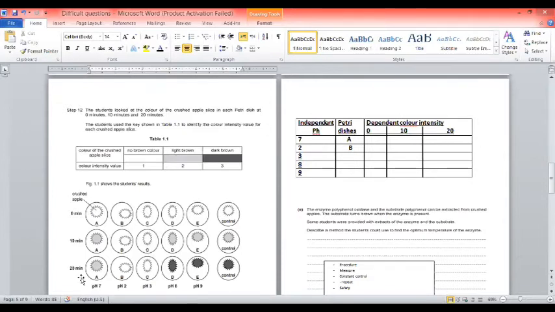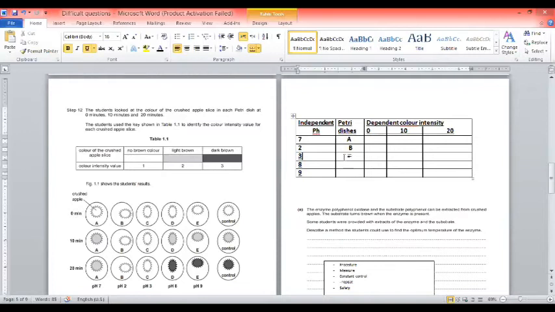What about the Petri dishes? We can put it just beside the independent variable, like a pH A, B, and we put here C, D, and E. Okay, so we'll do it. And then we will put the reading or the color intensity.